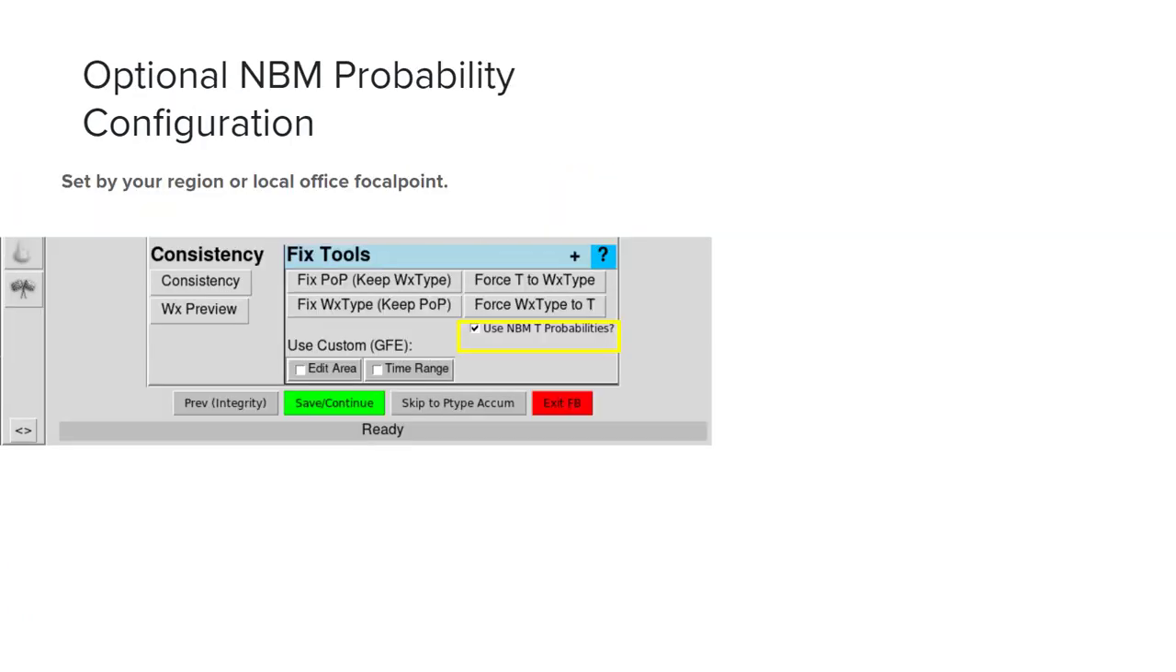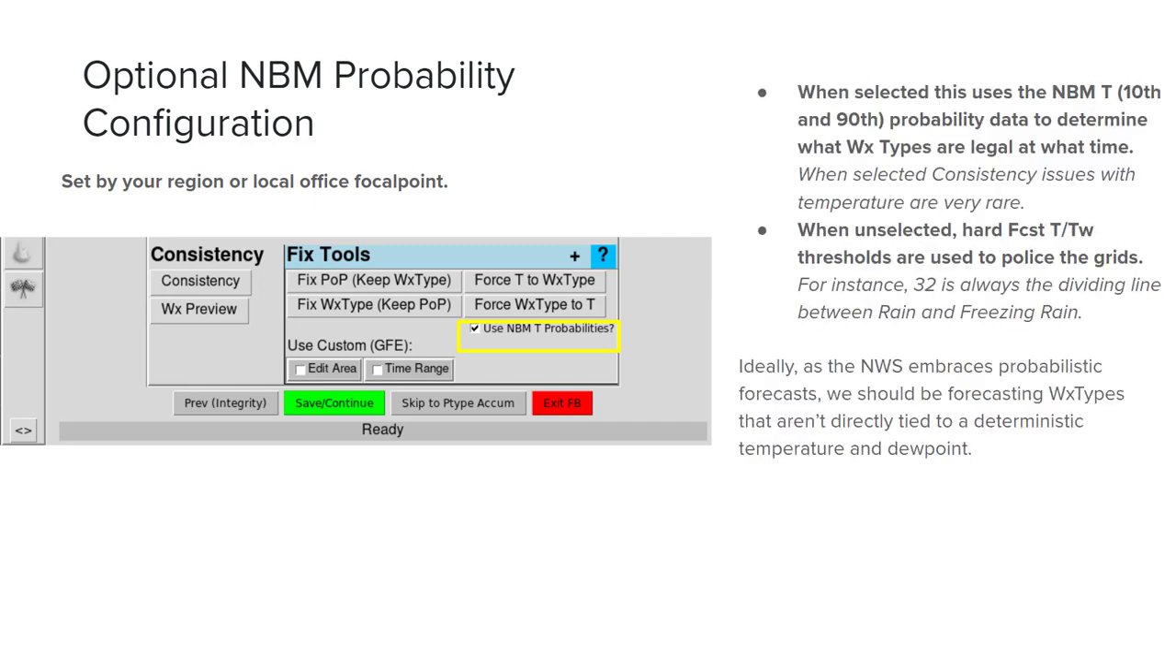The last option that may show up on your GUI, if your site configurations have it allowed, is this Use NBM Temperature Probabilities checkbox. When this is active, it will use the NBM temperature probability data to determine what weather types are legal and at what time. When not selected, hard temperature and wet bulb temperature thresholds will be used to police the grids. For instance, 32 degrees will be the rain and freezing rain dividing line. When the box is selected, you'll find that the consistency issues with temperature are actually very rare because it's legal to forecast rain with the sub-freezing forecast temperature grid.